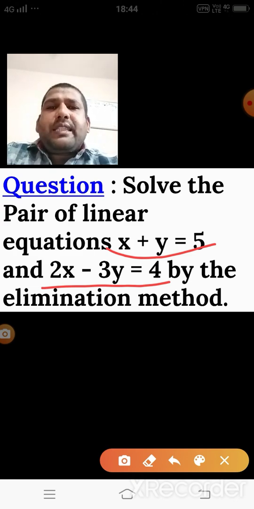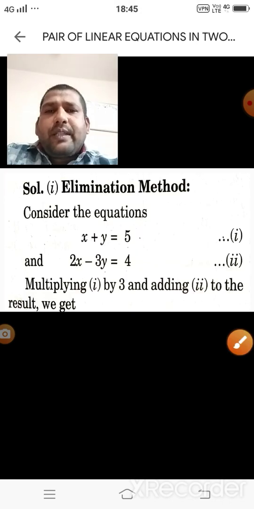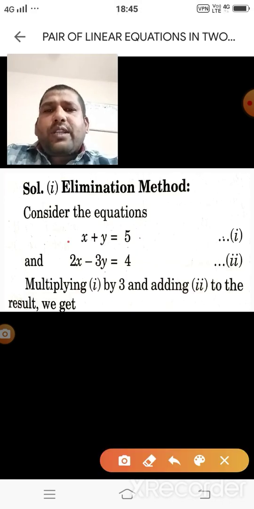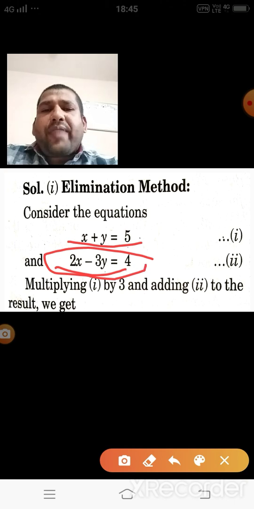We are observing these two equations are linear equations in two variables, having variables x and y, and by the elimination method we have to solve these. Means we have to find the value of x and y. What we are observing here is the coefficients. In the first equation, the coefficient of x is 1 and the coefficient of y is 1, and in the second one the coefficient of x is 2 and the coefficient of y is minus 3.